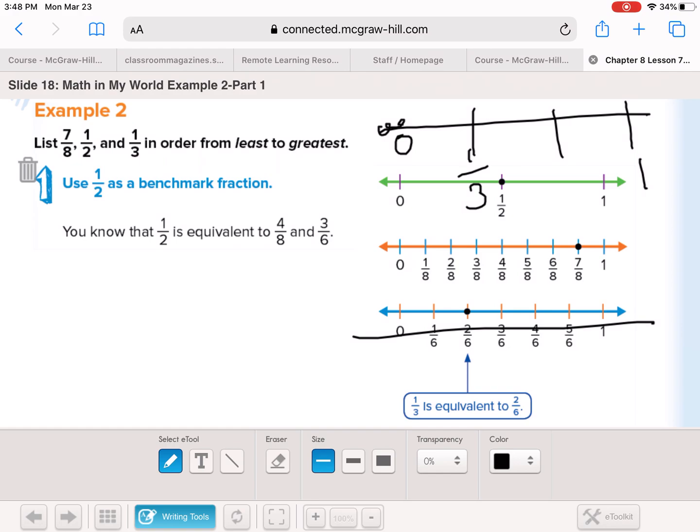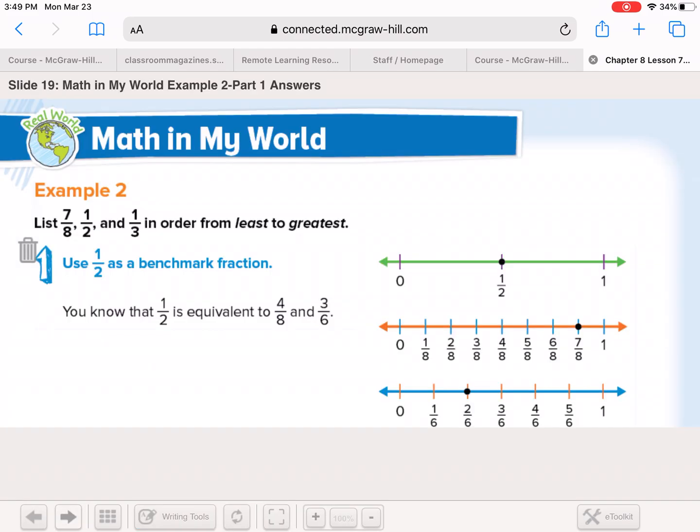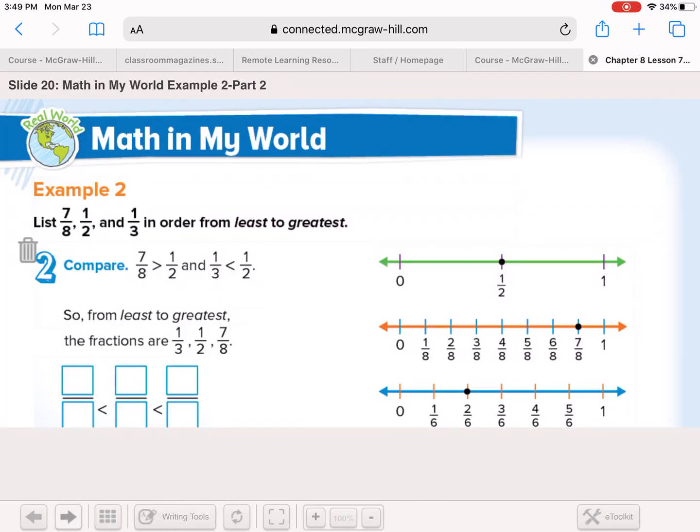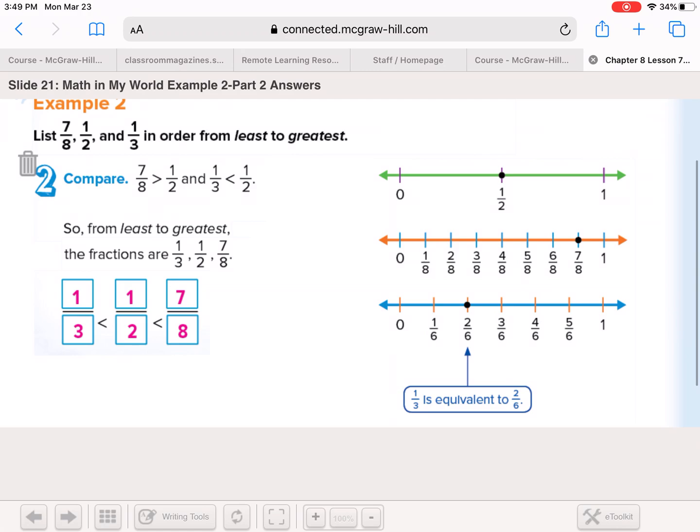So now they want you to order these. So which one is the biggest? So we know that 7/8, what do they want? Oh, least, okay. So least. So the smallest is 1/3. Then the second one is 1/2, and then the biggest one is 7/8. Okay. Now you can use your e-tools too to help you. Let's just check. Right? We did it.